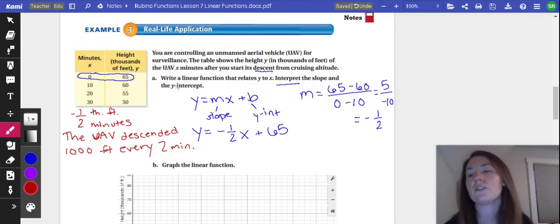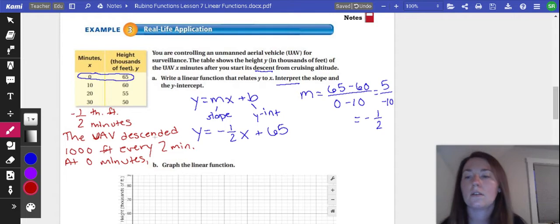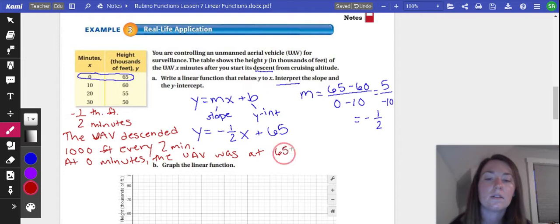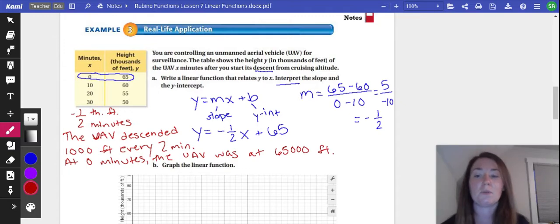And then I would interpret the y-intercept, and I could interpret that by saying at 0 minutes, the UAV was at 65,000 feet. Or to make it a little more clear, if you wanted to say instead of at 0 minutes, you could say before the descent began, okay? Because at 0 minutes, it's before the UAV has descended at all. So you could say before the descent began, the UAV was at 65,000 feet. You could say at the start of the descent, the UAV was at 65,000 feet. Those would all be acceptable as well.